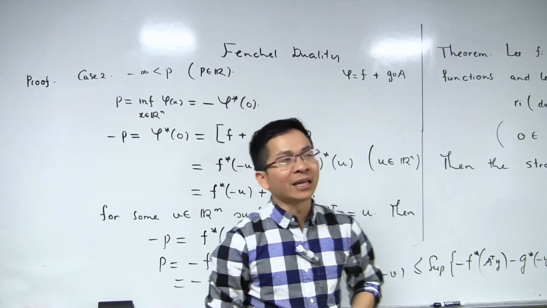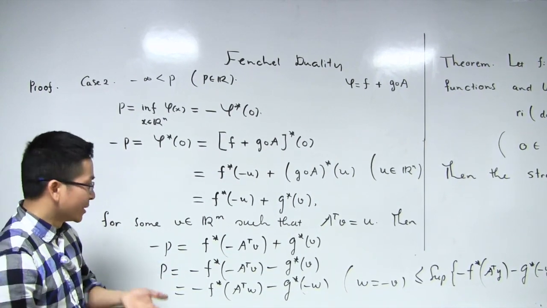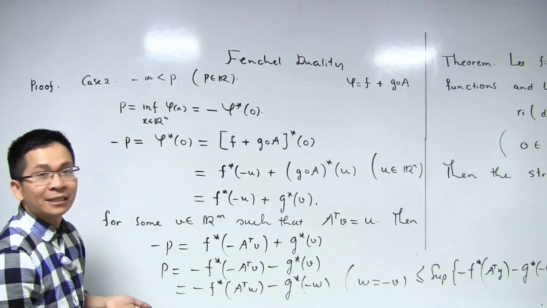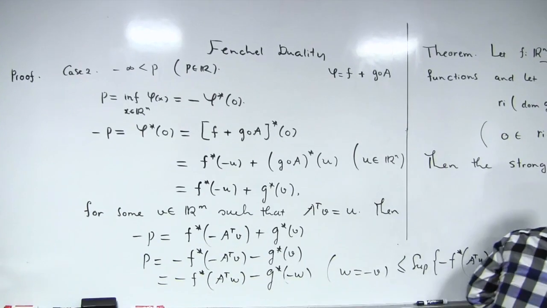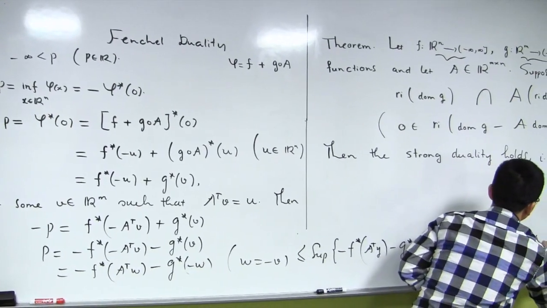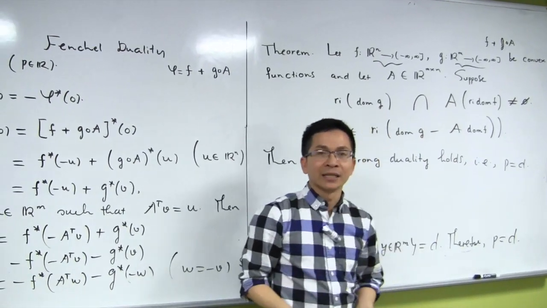And again, by the weak duality, D is less than or equal to P. So in this case, P is equal to D. So therefore, P is equal to D, and so the duality holds.